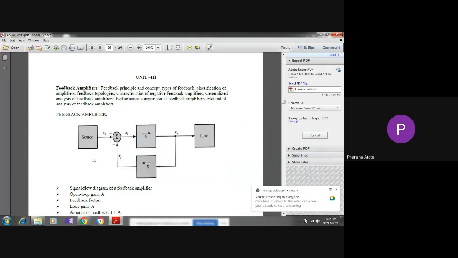So this is the third unit topics. That is first part. So first part is feedback amplifiers, and second part is oscillators.